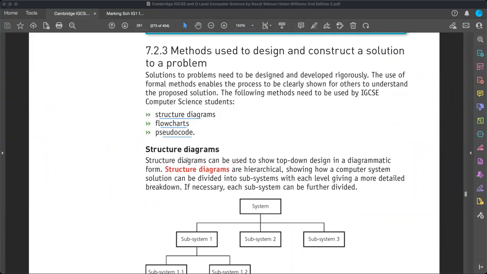So what is a structure diagram? It can be used to show top-down design. This is called top-down design. Even I draw the same diagram like this. Structure diagrams are hierarchical, showing the computer system solution divided into subsystems. Look, this is subsystem number 1, this is number 2, this is number 3, and so on.